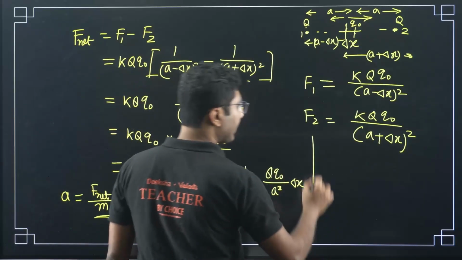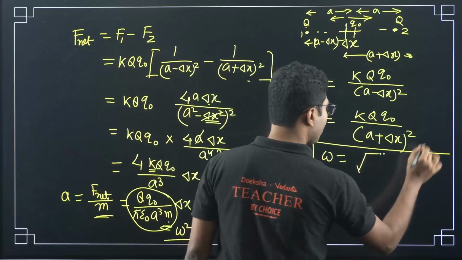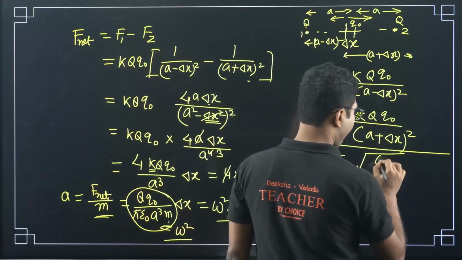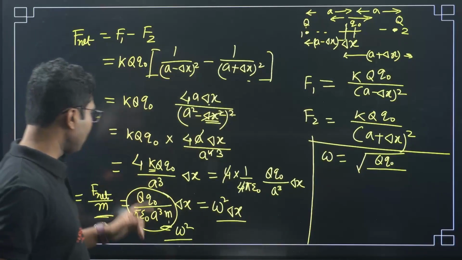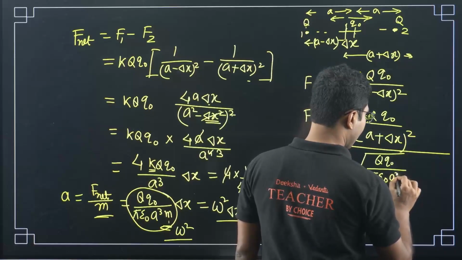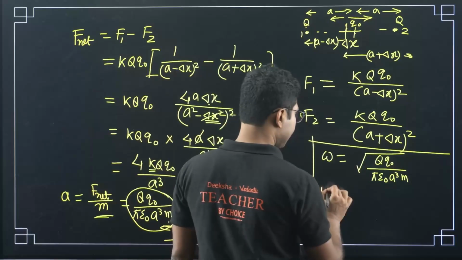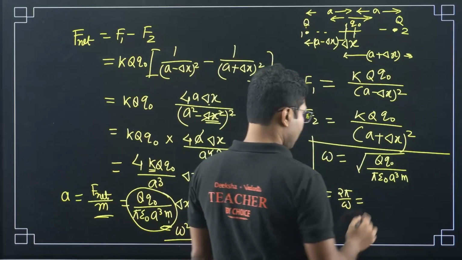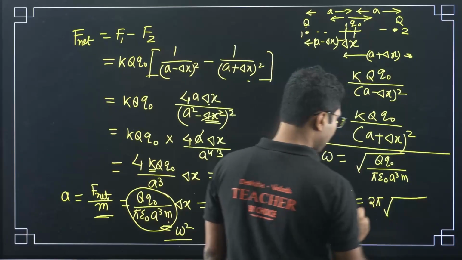So you have calculated the major part. So what is the value of omega? So omega is square root of this entire thing, q naught divided by pi epsilon naught a cube m. Now what is time period? Time period is 2 pi by omega, that is 2 pi. Now you have to take the inverse of it, right, because it is in division.